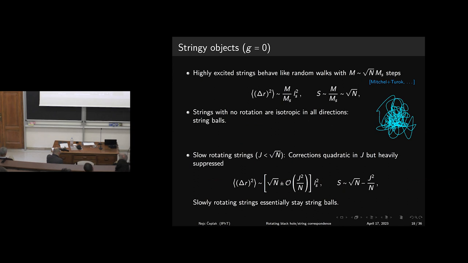As we talked about before, let's start with a survey of stringy objects with angular momentum. We talked about before that static strings, which don't rotate, behave like random walks, and they are in principle isotropic in all directions. So they're basically string balls. And if you start looking at slowly rotating strings, where the angular momentum J is smaller than the square root of n, where n is the Regge bound, then the corrections are very, very suppressed. It turns out that the sizes and the entropy are very suppressed at this level. What this means is that slowly rotating strings, especially when J does not scale with any power of n, will essentially be string balls.